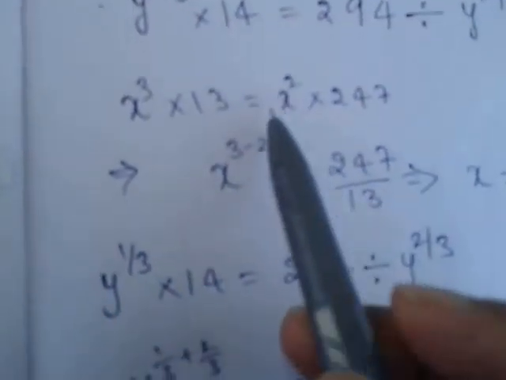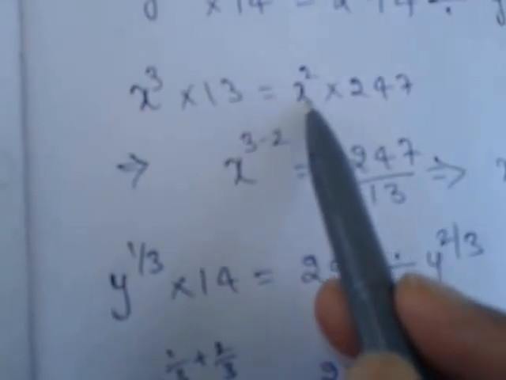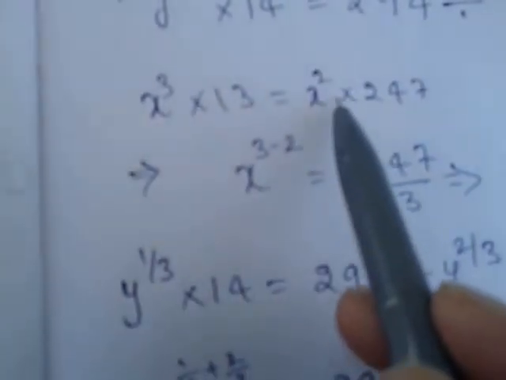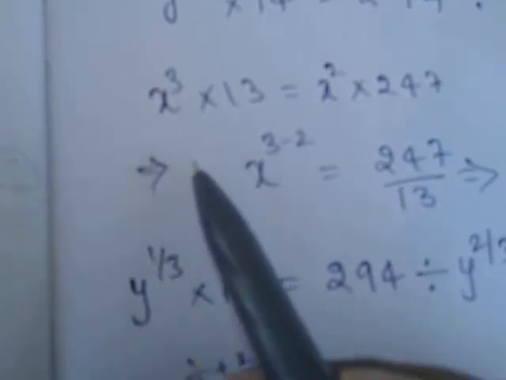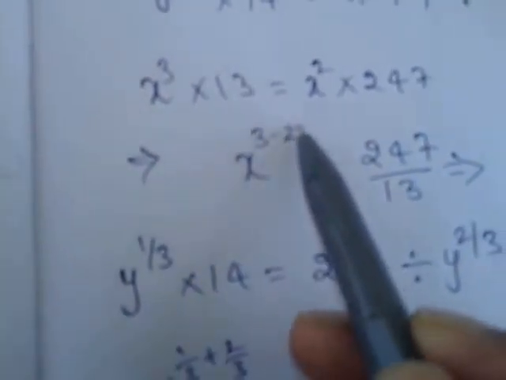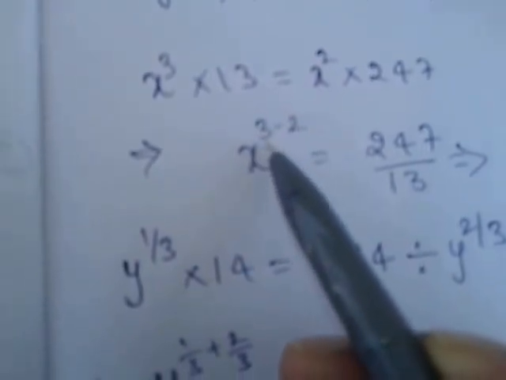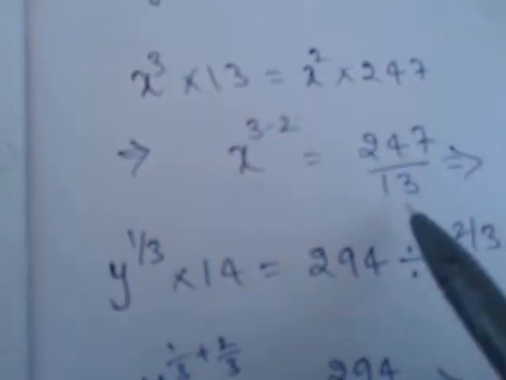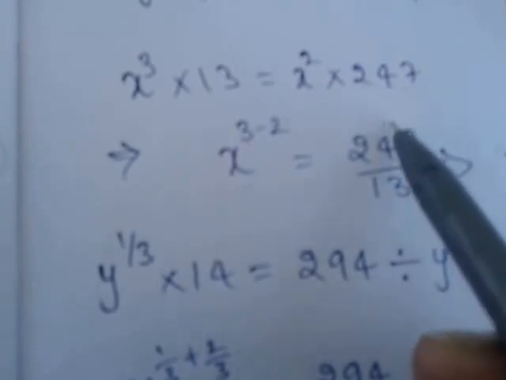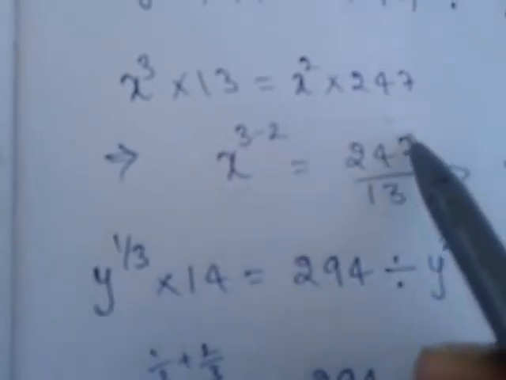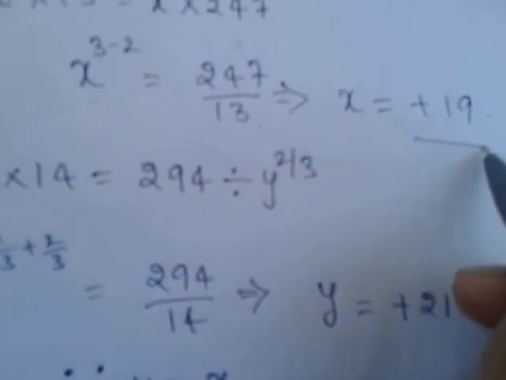If you take this, divided by x square, x power a by x power b is x power a minus b. So similarly, x power 3 minus 2, which is x, and 247 by 13: 13 ones are 13, and 117 you will get, so 19. So x is equal to plus 19 as your answer.